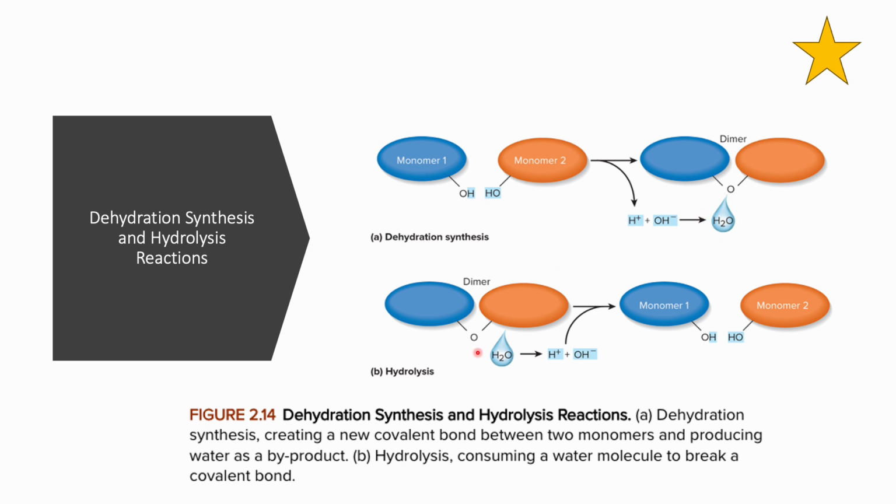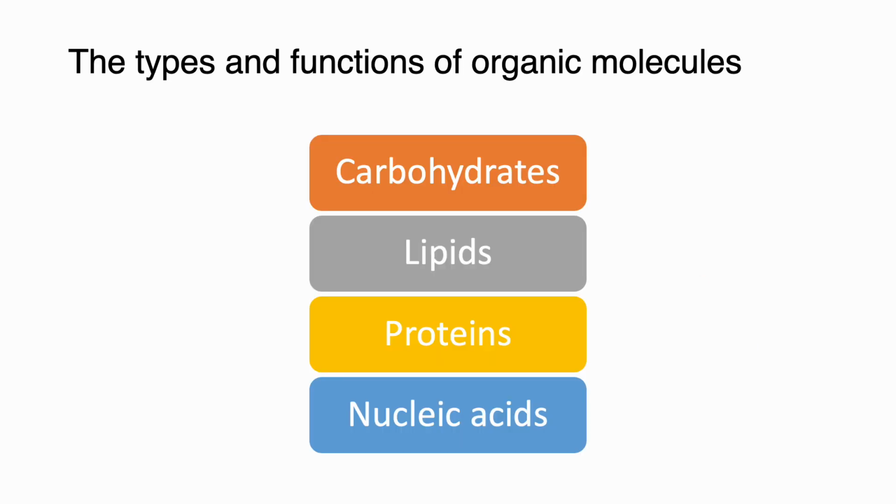Next, we have the opposite, the hydrolysis reaction. In this hydrolysis reaction, we're going to try and break this covalent bond, and that requires the addition of water. So we are consuming water to give us two monomers. Each will have then a hydroxyl functional group as well. All right, please know these two reactions.